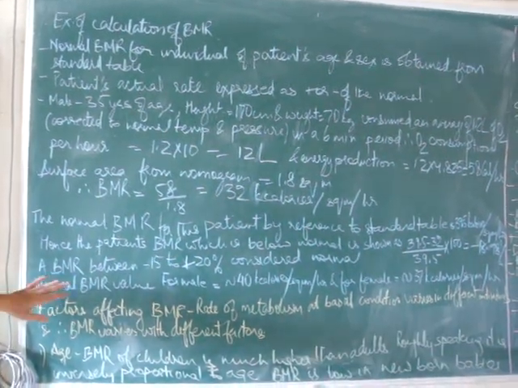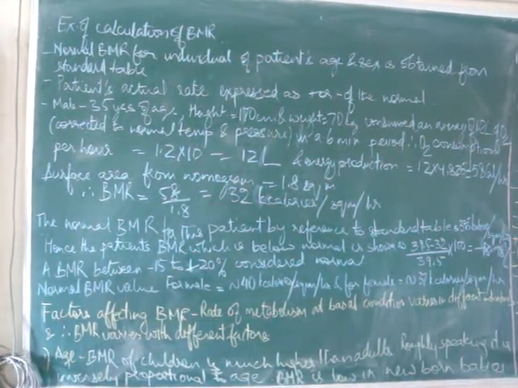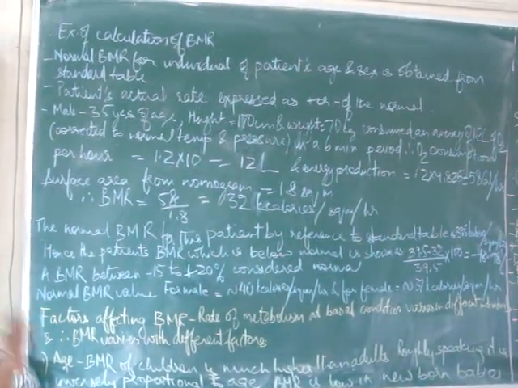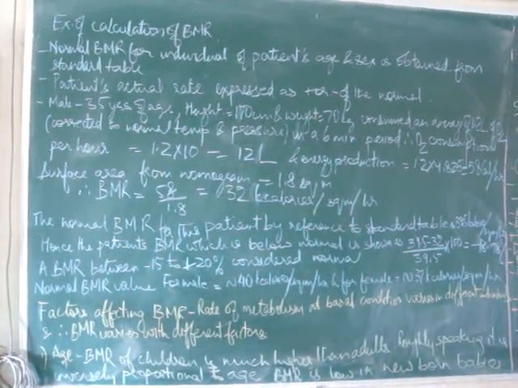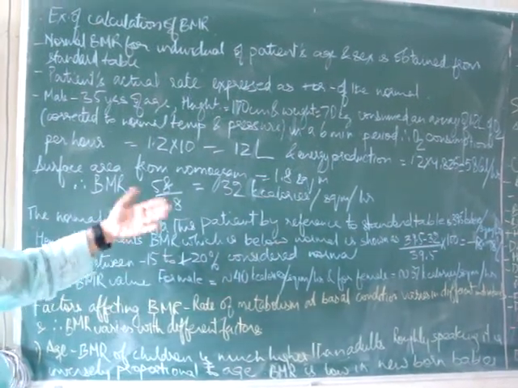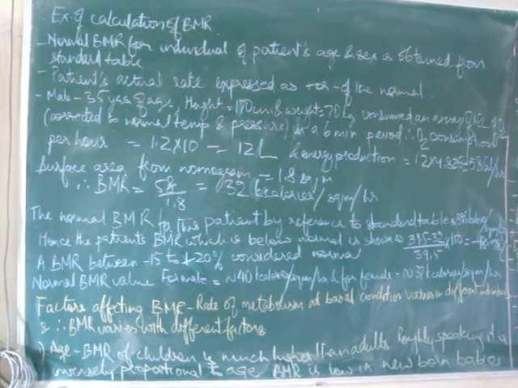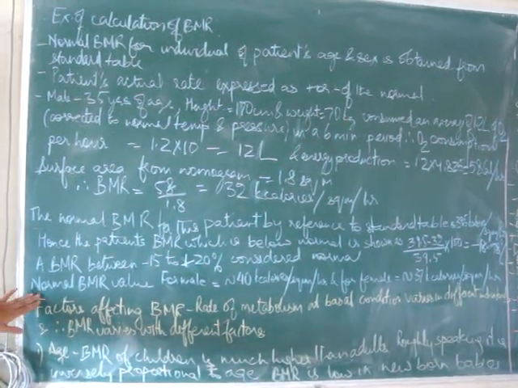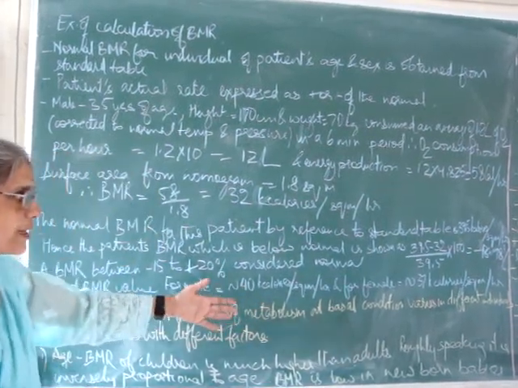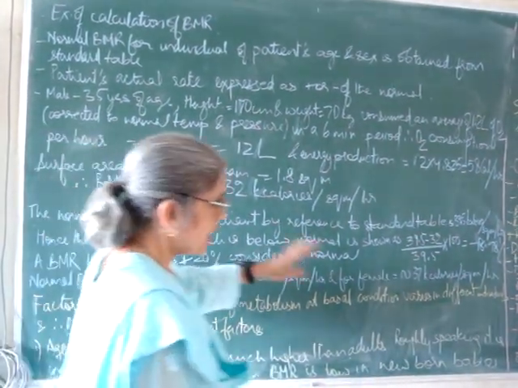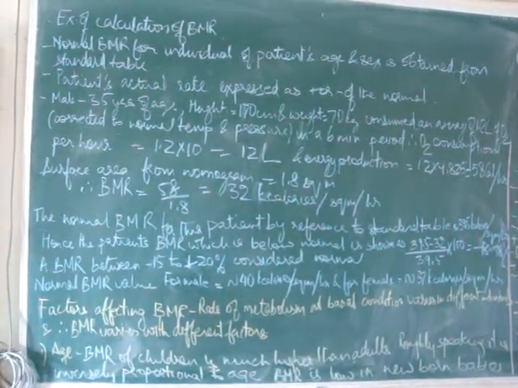A BMR between minus 15 and plus 20% is considered normal because of variations in environmental conditions as well as individual metabolic variations. But this person's BMR is lower than minus 15, so this person has a low BMR. The normal BMR value for an adult male is about 40 kilocalories per square meter per hour, and for an adult female about 37 kilocalories per square meter per hour.